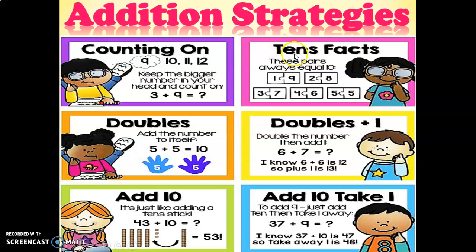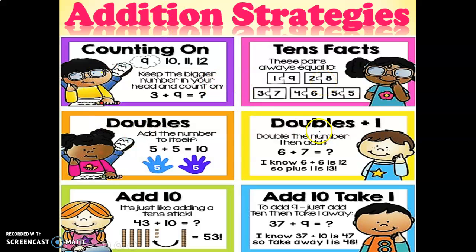The next one is called tens facts. This is trying to give us a review of the pairs of numbers that are always equal to 10. Now these pairs are 1 and 9, 2 and 8, 3 and 7, 4 and 6, and 5 and 5. So if you will remember these pairs, you don't have to think for a long time because all of these pairs all add up to 10.